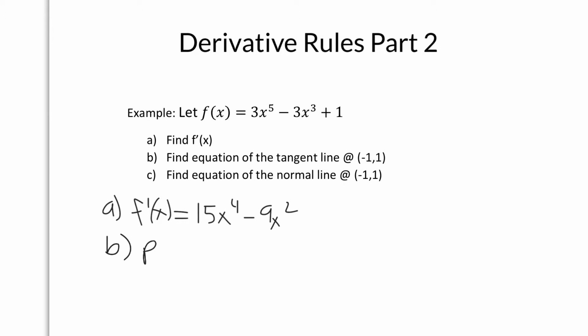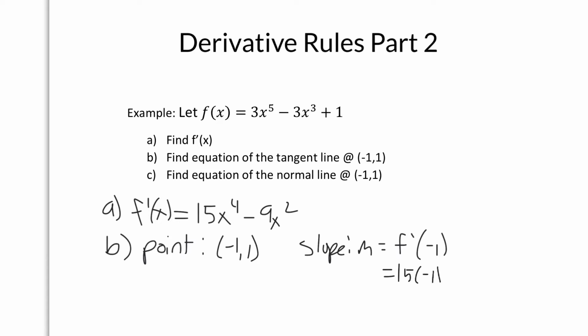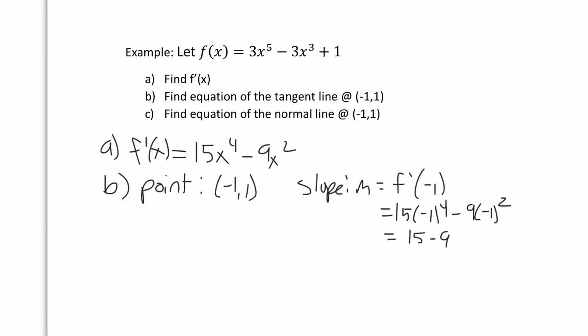So remember, we need a point and we need a slope. Now our point is given to us as -1 and 1. Then we need a slope. So m is going to be equal to f prime of -1. So we take that number of -1 and we plug it into the formula for slope, which will give us 15 times -1 to the 4 minus 9 times -1 squared. -1 to the 4 will just be 1, so 15 minus 9, so that's going to give us 6.